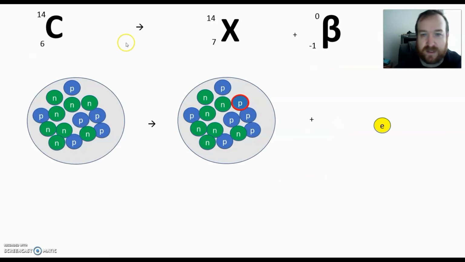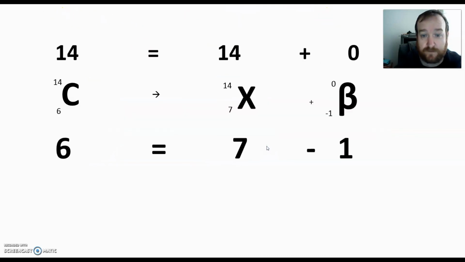So we can do a similar example. This is a real isotope. We've got carbon-14. This is used in carbon dating, which we're going to learn about in the next couple of weeks. So carbon-14 decays by giving out a beta particle, and it turns into this X atom, which has got 7 protons, and it's got 14 protons and neutrons. So here's the inside of the nucleus, where this neutron changes into a proton and gives out the electron. 7 take away 1 gives you 6. 14 plus 0 gives you 14.